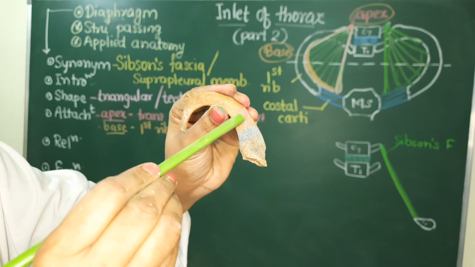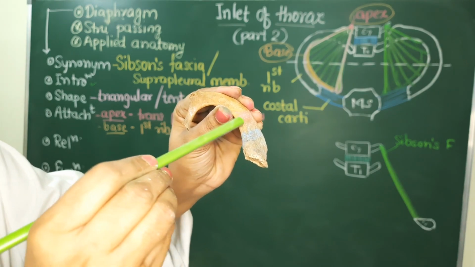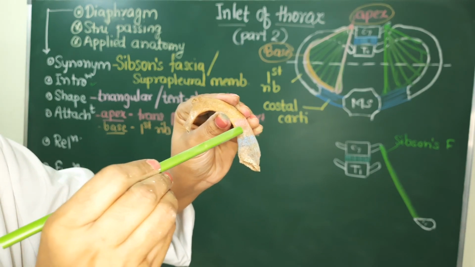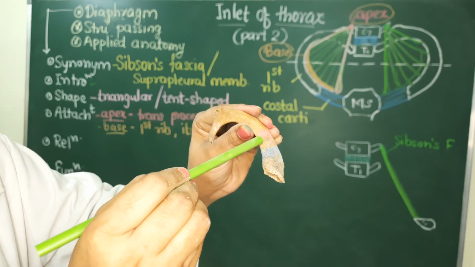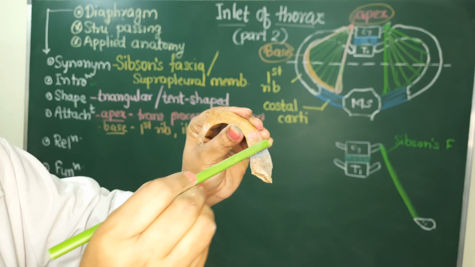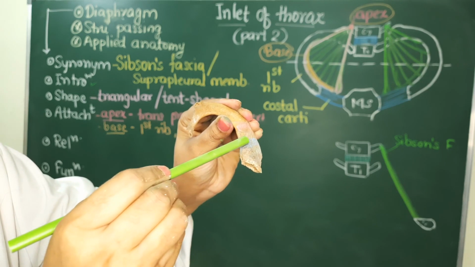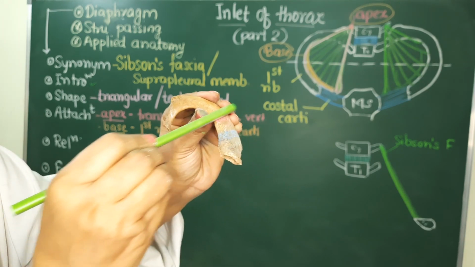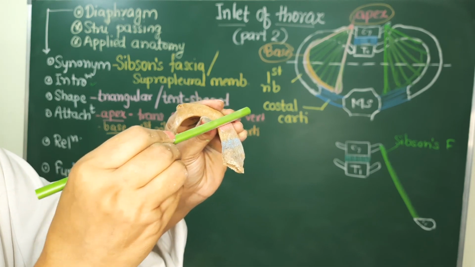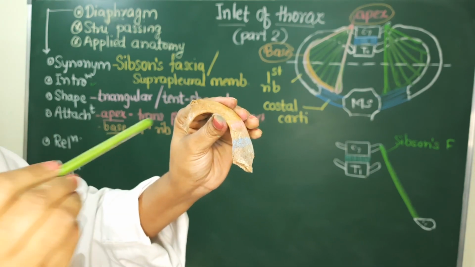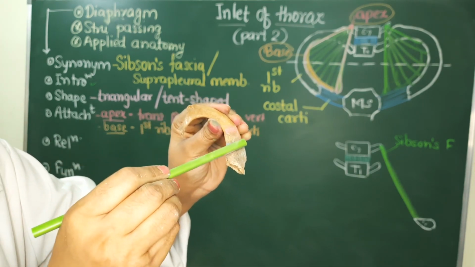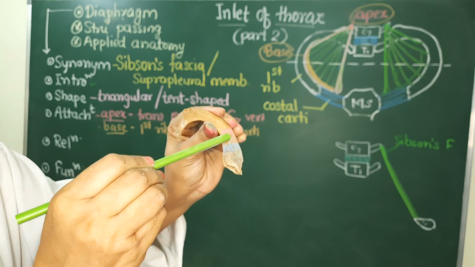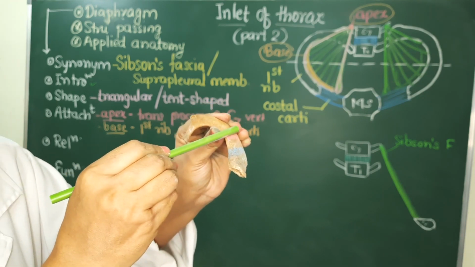Now on the upper surface, here you can see the elevation. This elevation is nothing but the scalene tubercle, which gives attachment to scalenus anterior muscle. In front of that there is a groove which lodges the subclavian vein. I have drawn it with the blue color. Behind that there is a groove which lodges the subclavian artery, which I have drawn with the red color. So this is important: vein anteriorly, and behind the scalenus anterior you get the subclavian artery.